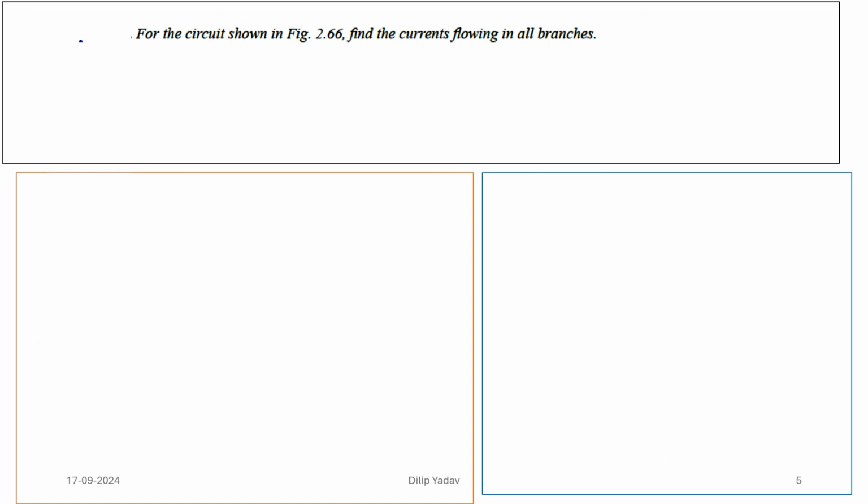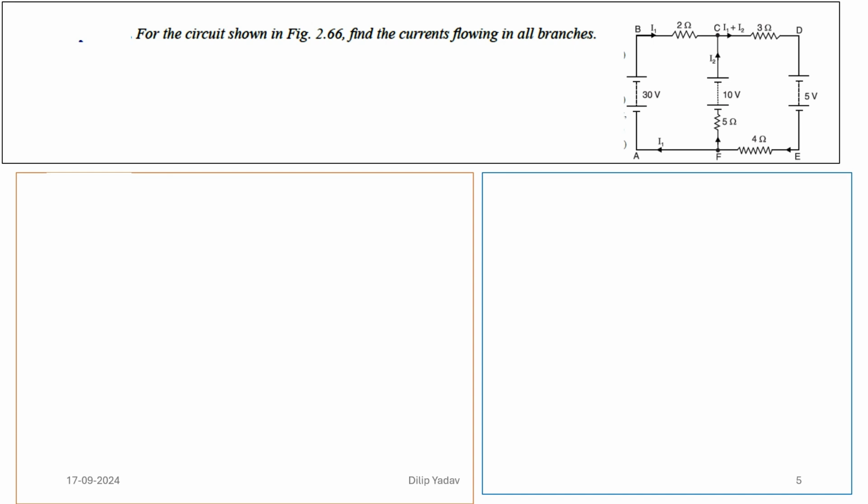So now we have the next question, which is: find the current flowing in all the branches. It is saying that we need to calculate the current in all the branches. The current that is given is I1, that is already given. We cannot choose the direction of the current, because it is already given that this will be I1 and this is I2, and this is the combination of I1 plus I2.